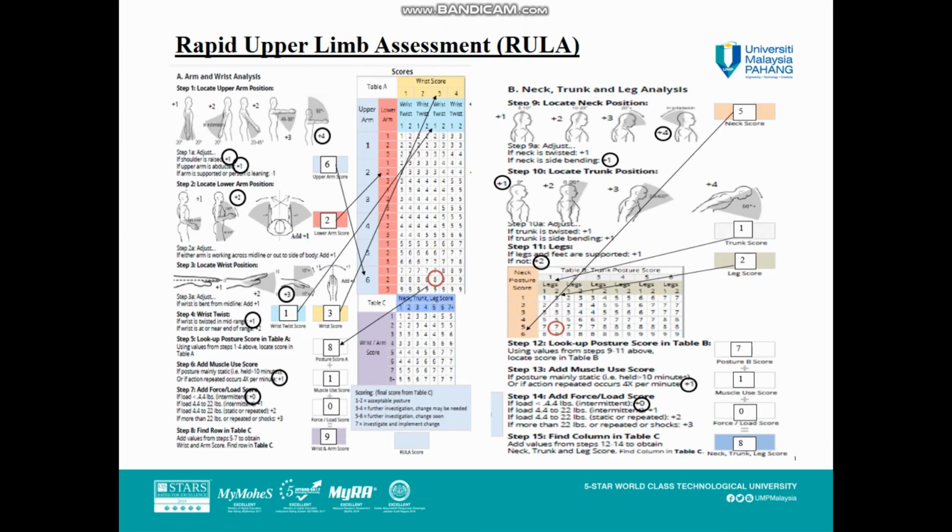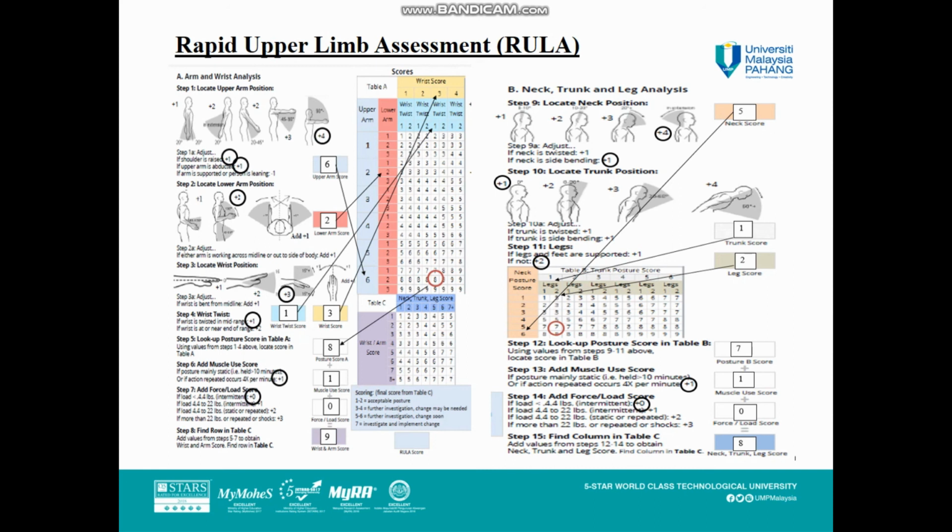Okay, for RULA, there are two parts, A and B. For A, arm and wrist analysis, and for B, neck, trunk, and leg analysis. So we start with arm and wrist analysis. There are a few steps. For the first step, locate upper arm position. Based on our case, we choose +4, and then we add +1 if the shoulder is raised, and another +1 if the upper arm is abducted. So the upper arm score we got is 6.